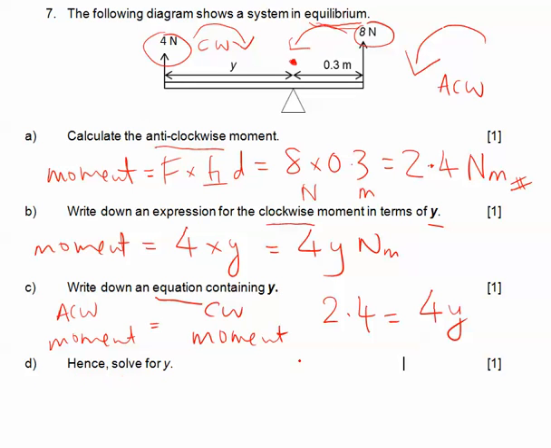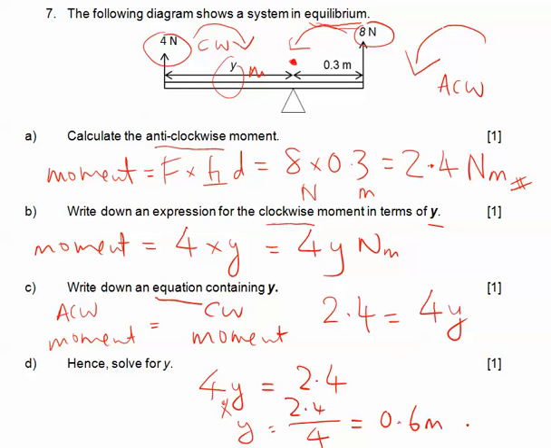Hence, solve for y. So if I have an equation here, how do I solve for y? So I make 4y the subject, equal to 2.4. So y is equal to 2.4. This is multiply. So if multiply and move it to the right, it becomes divide. So it becomes 2.4 divided by 4, and the answer is 0.6. And notice y is actually a distance. So this unit has to be in meters. So 0.6 meters. So this is the answer for part D.